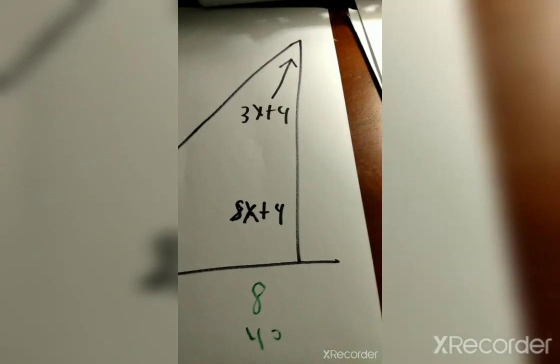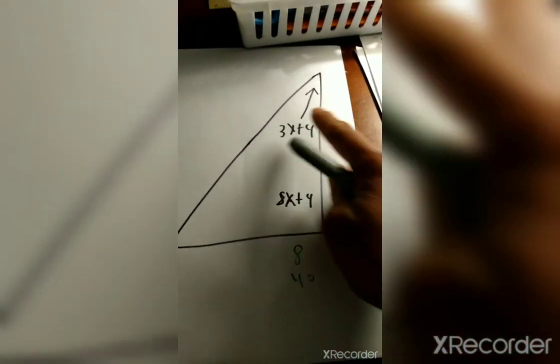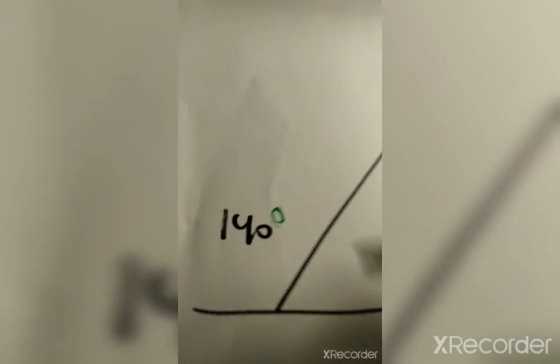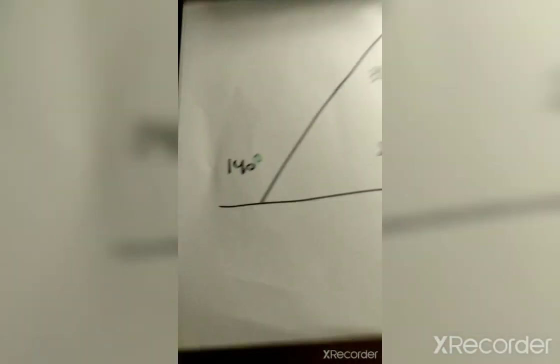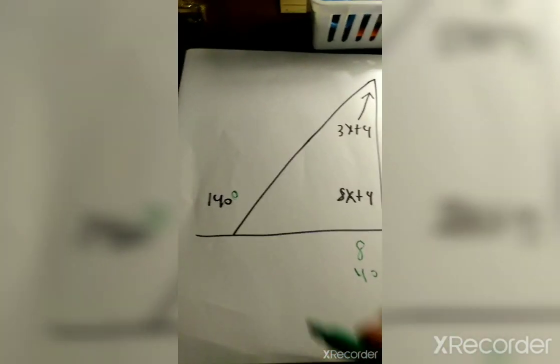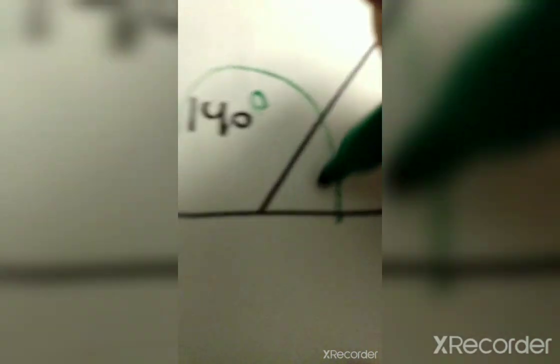What we're going to have to do is find out what x is and see what each angle is, and they must add up to 140 degrees. There are two ways that we can solve it. The first way is, you see this 140, and you see this angle right there.